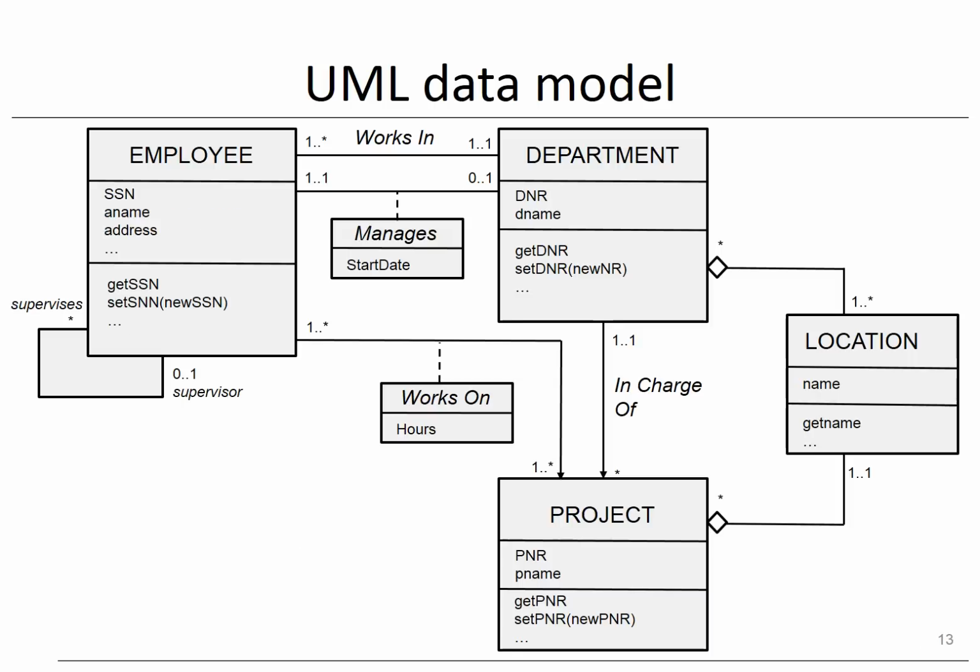Here you can see our earlier HR example in UML notation. Note the various variables and methods for each of the classes. We also included a shared aggregation between department and location and between project and location. We have two unidirectional associations between employee and project and between department and project.